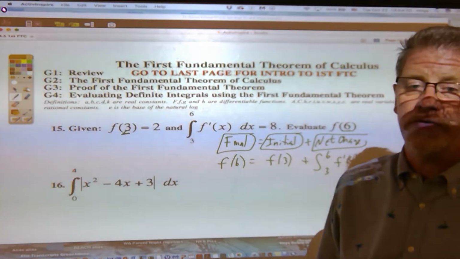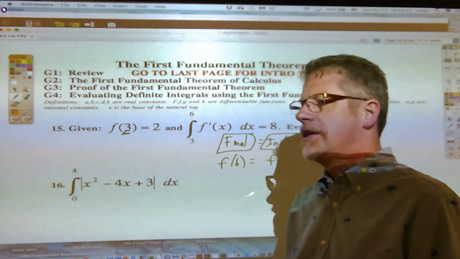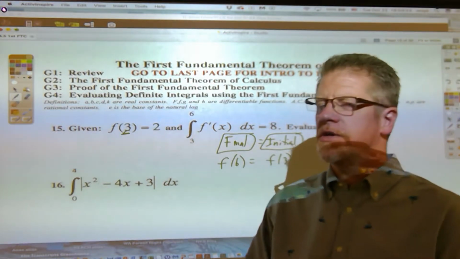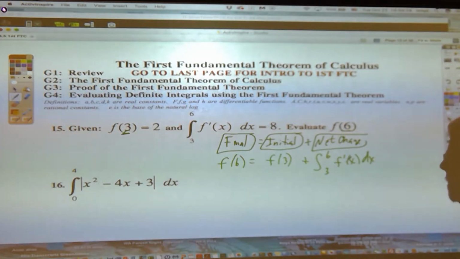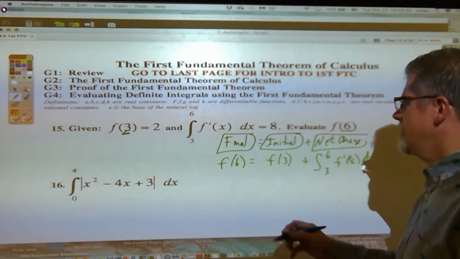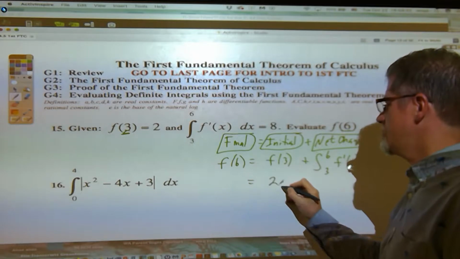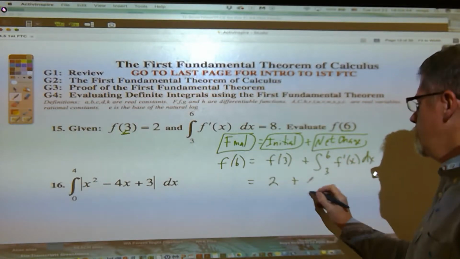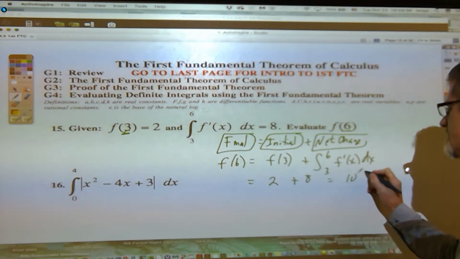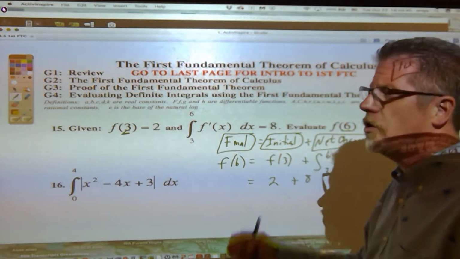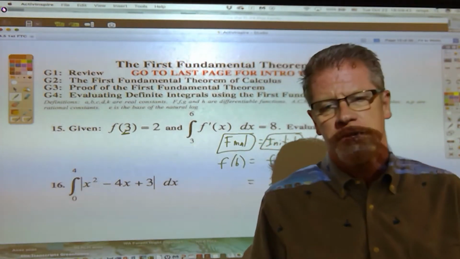If you can spot this, these are problems that nationally very low percentages of students get correct. But just f of 6 is what they're asking for. It's f of 3, which is 2, plus that, which is 8. The answer is 10. F of 6 is 10. There's nothing more to it than that.